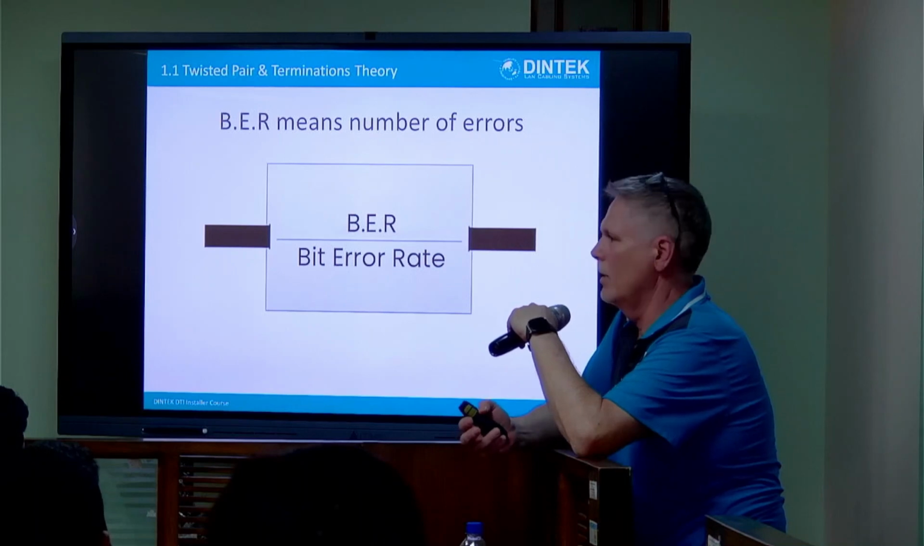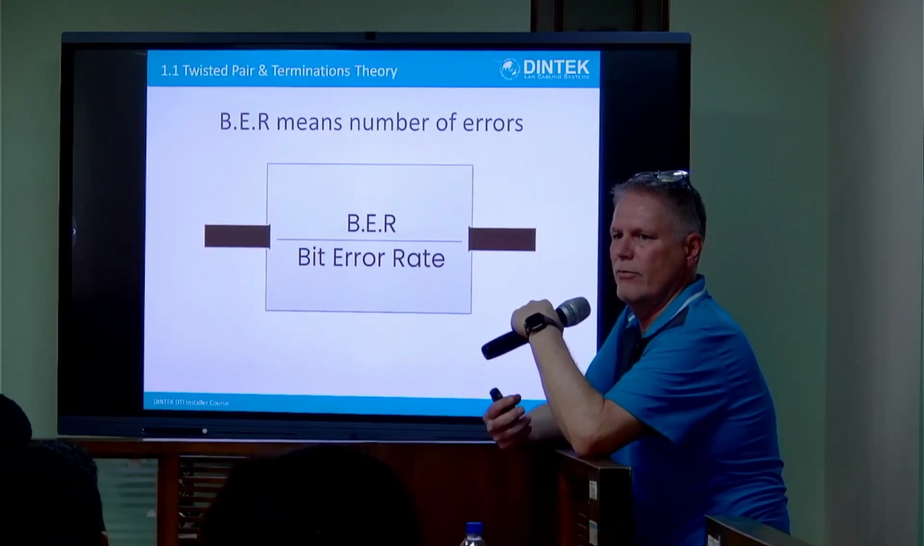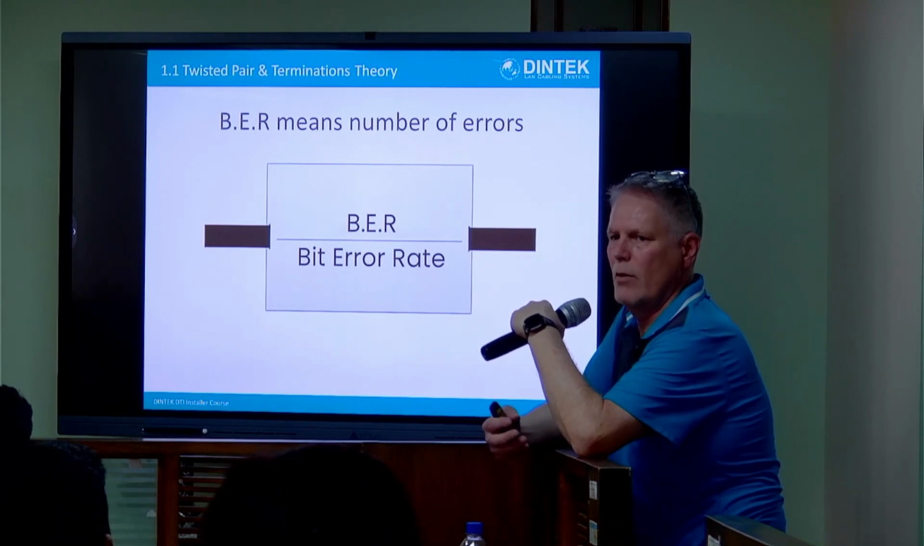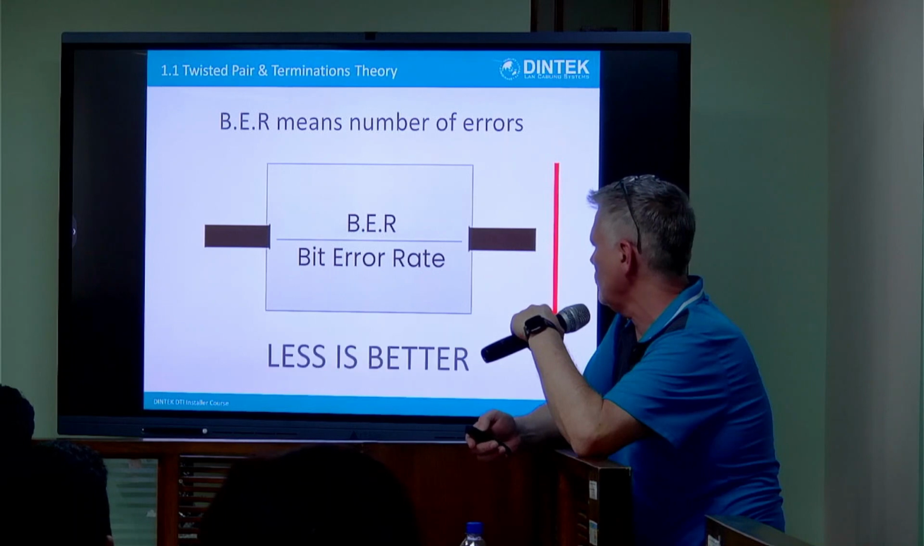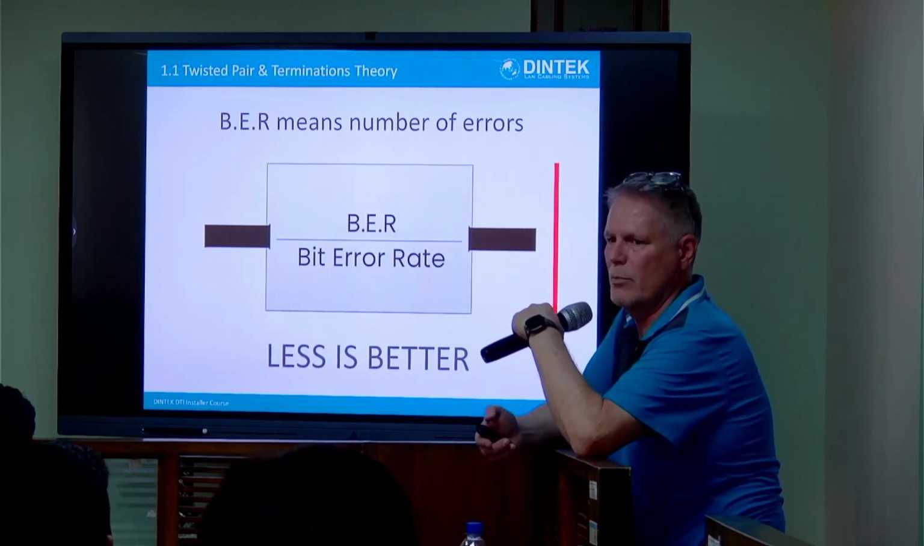If we have problems with the cabling, if we have data that can't make its way through, our bit error rates go up, and that affects our bandwidth. So we want lower bit error rates, and we want higher capacity in the cable.